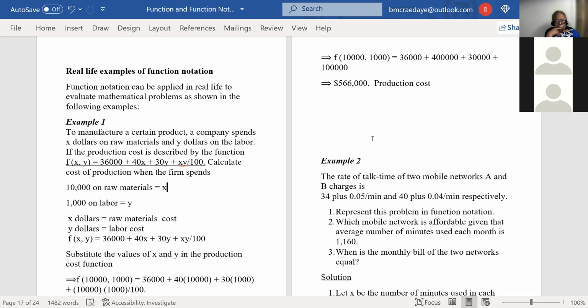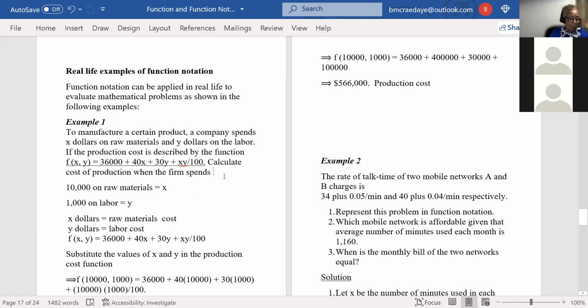Latoya, did you follow the substitution? Where you get the $10,000 from? Oh, that was given in the problem. I just put it here. It said when the firm spends 10,000 on raw materials and 1,000 on labor. They gave you that in the problem. I just defined it here. Okay. I didn't see it. That's why I don't understand this at all.